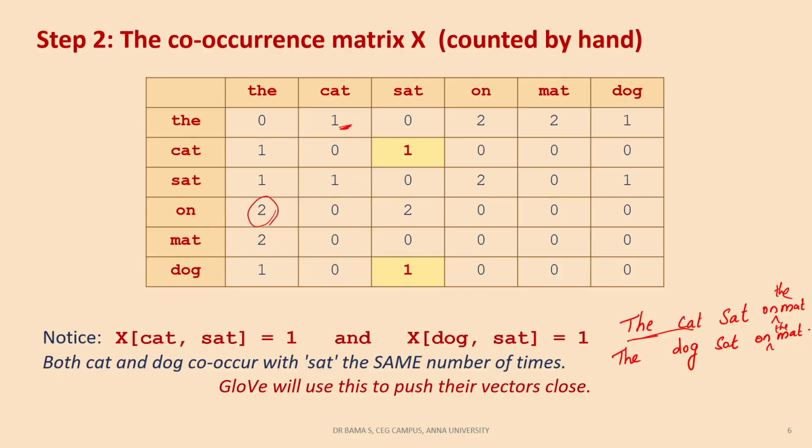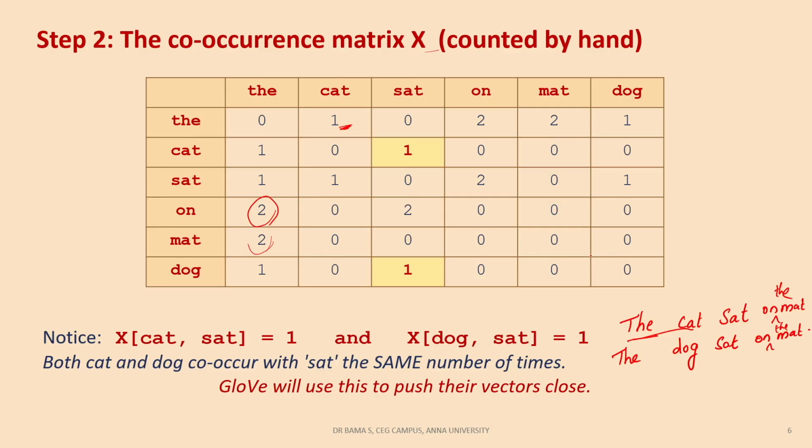And how many times does "on" appear near "cat" in the whole corpus? It is 2 times. Similarly, this 2 represents the number of times "mat" appears near it, either towards the left or towards the right. So, it is 2 times. If you look at those 2 statements, this is the entire co-occurrence matrix, which is X.